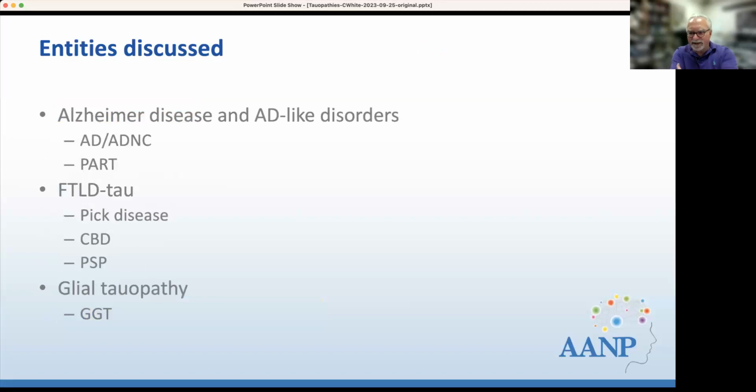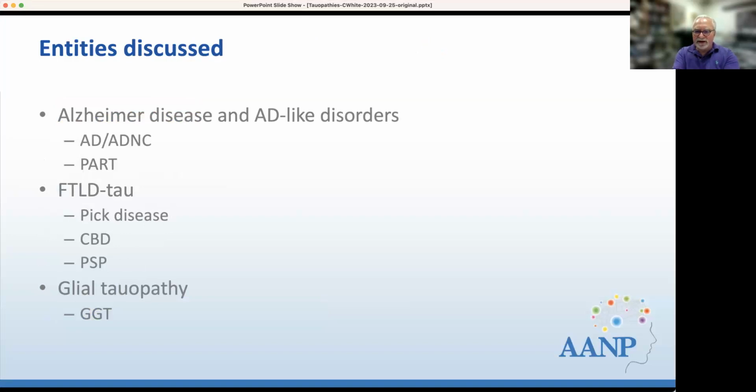Now, there are something like 25 different tauopathies, so rather than spending the entire day on the topic, I picked out a handful of illustrative disorders that will give you a sense of the major tauopathies and give you a framework on which to be able to think about these disorders.